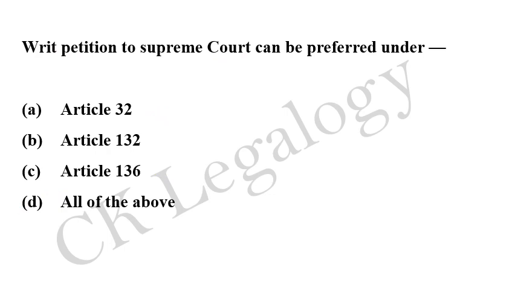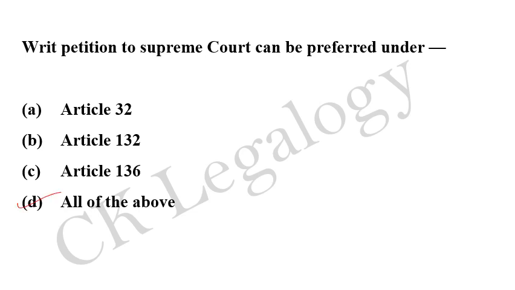The next question is, writ petition to the Supreme Court can be preferred under which articles of the Constitution? We have four options here. Option A says Article 32, option B says Article 132, option C says Article 136, and option D says all of the above. I'm sure that most of you may get confused here, and you will answer option A, that is Article 32, but no, option D is correct.